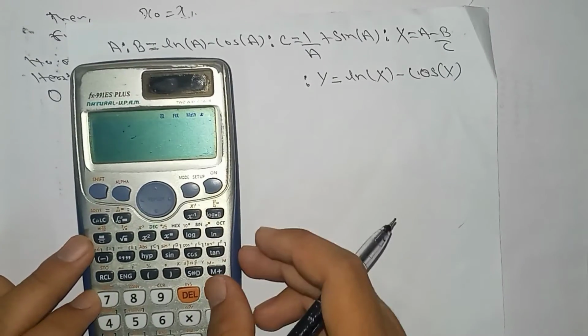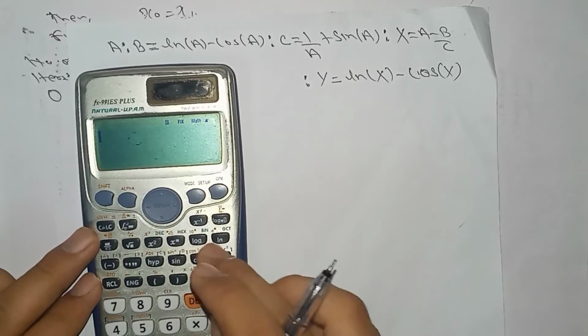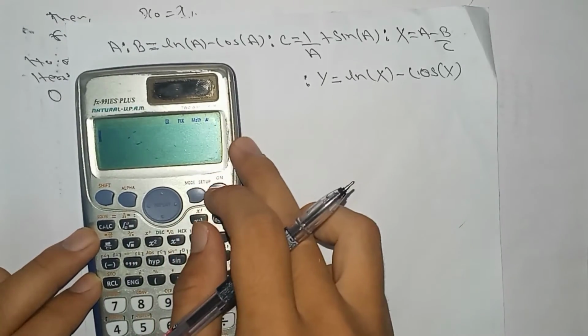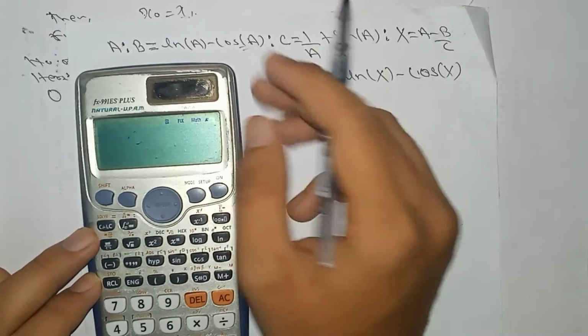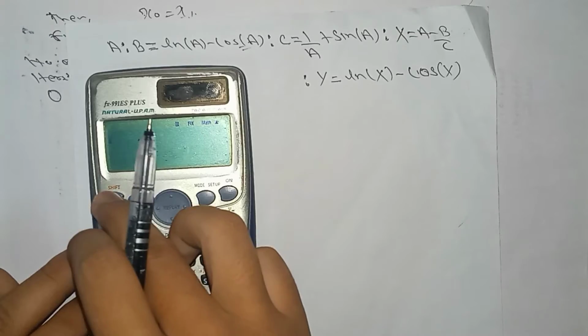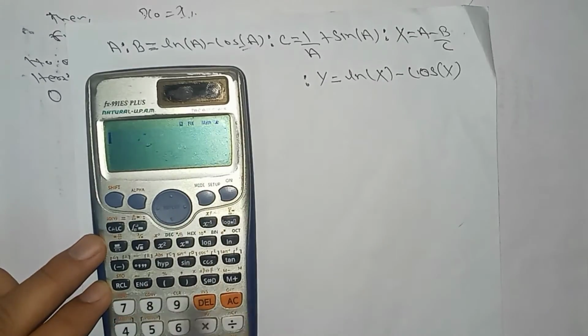Now after this, always remember that we have to change this calculator into radian form. Yes, here we have the trigonometric term. This calculator is not in radian form, so we have to set it to radian form: Shift, Mode, 4, radian.